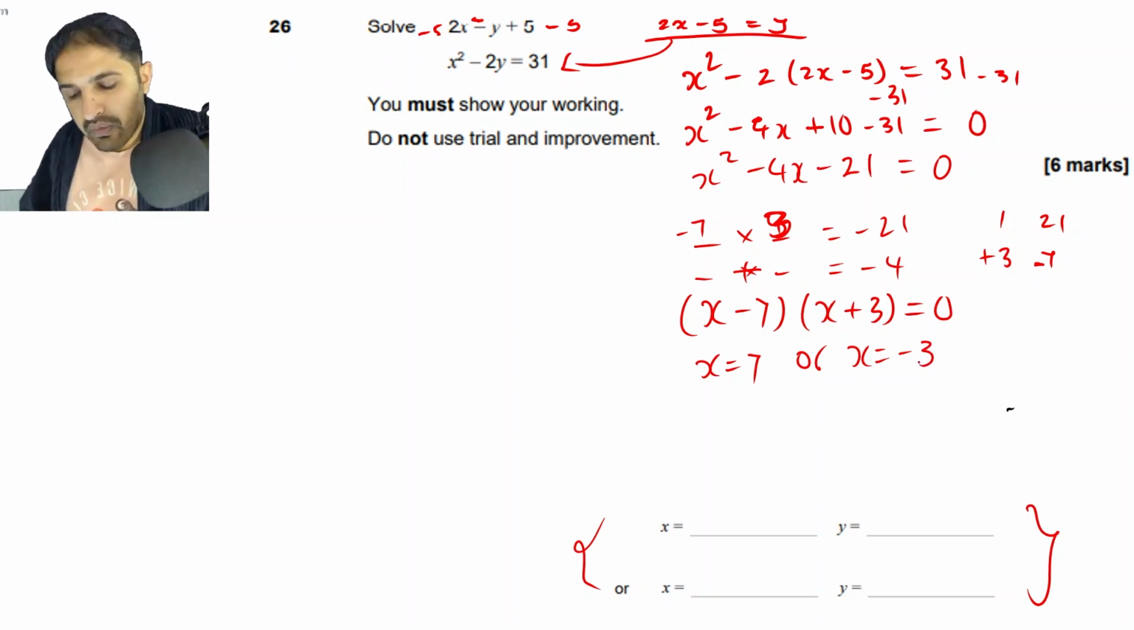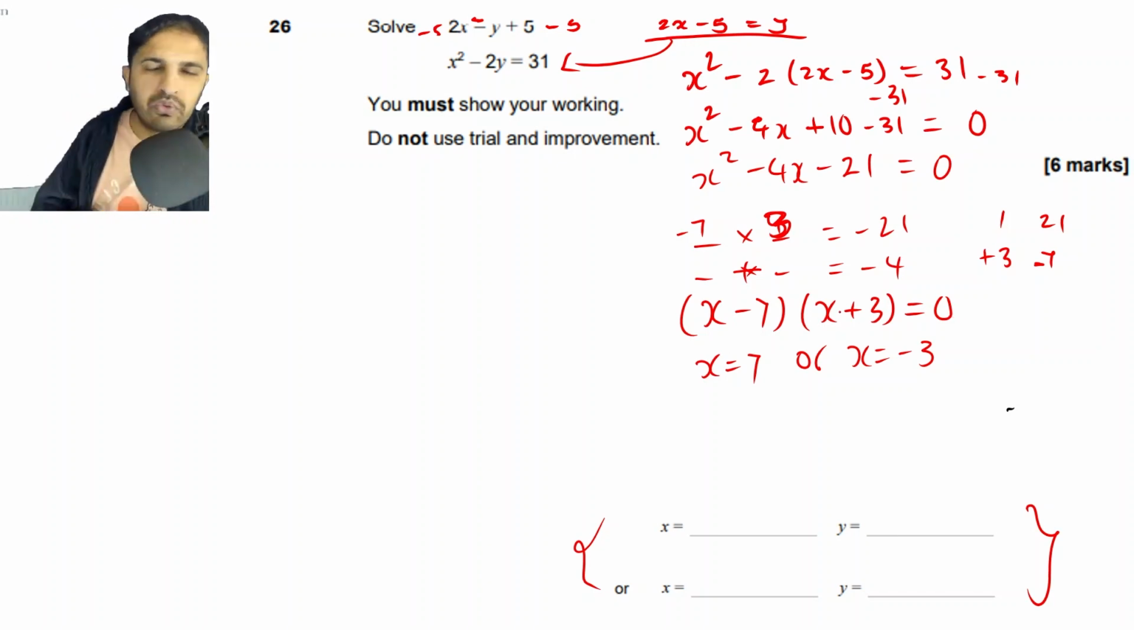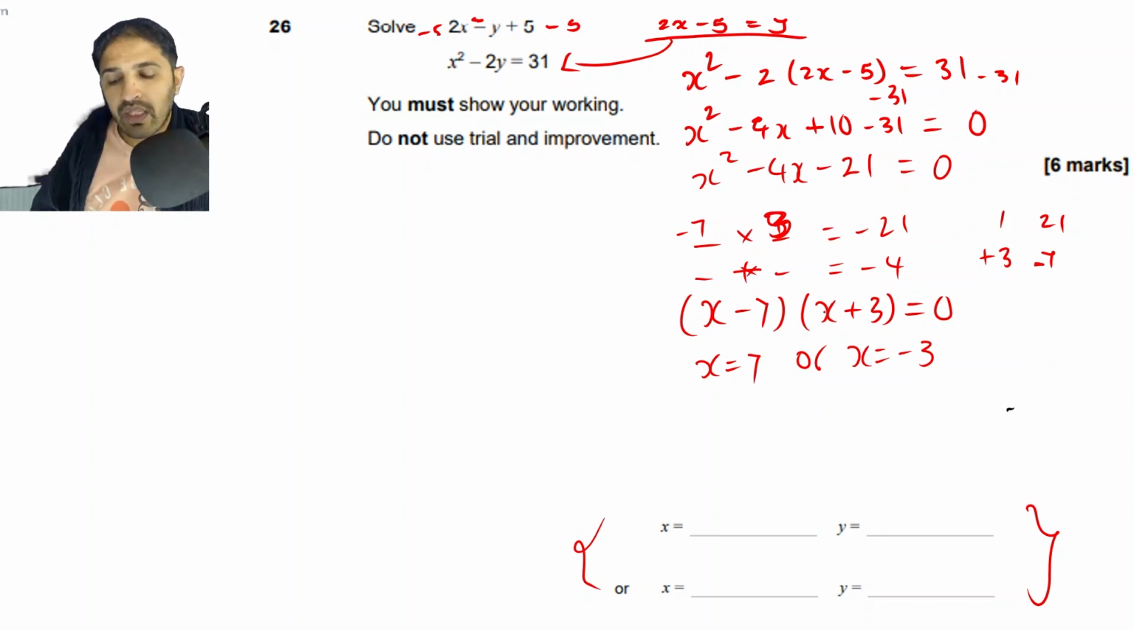I'll go through that part some other time. The only time you get two things multiplied to equal 0 is when one of the numbers is 0. So when x is 7, 7 take away 7 is 0, and that 0 multiplied by x plus 3 will always give you 0. And if x is negative 3, negative 3 add 3 gives you 0, and 0 times x minus 7 will give you 0 as well. So they've got two answers, x equal to 7 and x equal to negative 3.